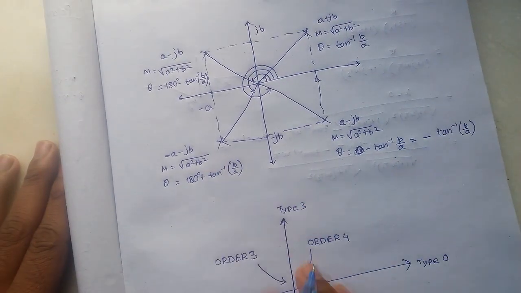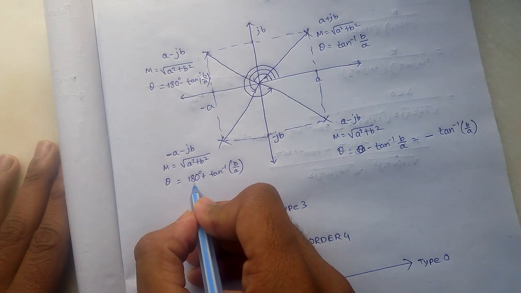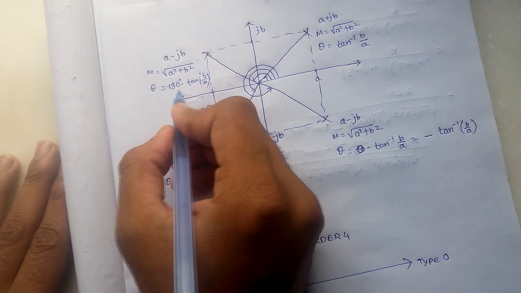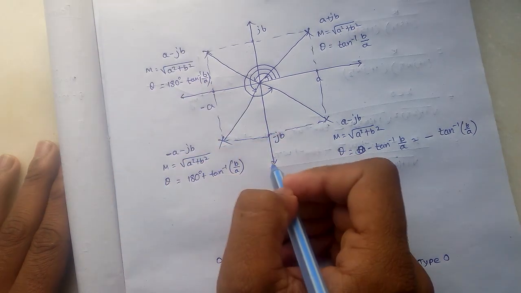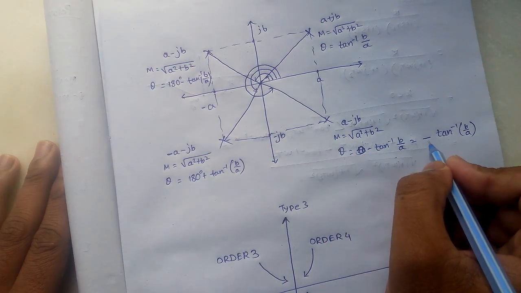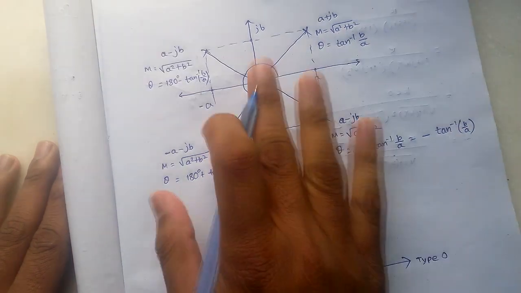So these are becoming, and most clearly, this is 180 degree plus tan inverse b by a. Only this thing is changing, the theta is changing. 180 degree minus tan inverse b by a, and here is plus, here is minus, and here 0 minus tan inverse b by a, that will become minus tan inverse b by a. Only you have to remember that.